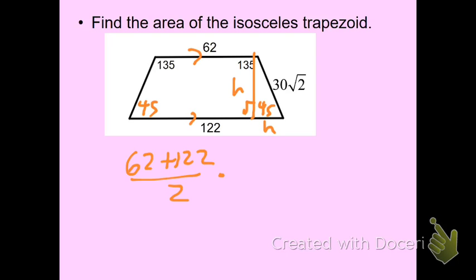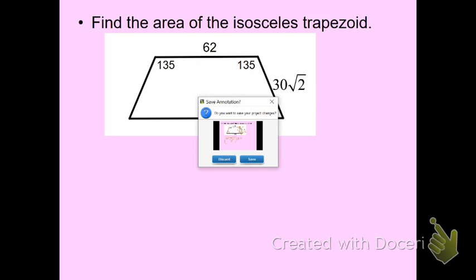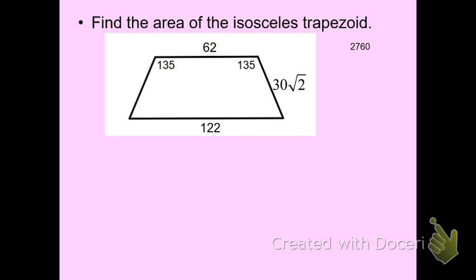And it creates an isosceles right triangle because these angles have to both be 45 degrees. Because this angle has to be 45 because of that 135 up top, and then the other angle is 90. So you divide that by root 2 to find the height, and you get 30. So if you do 62 plus 122 divided by 2 times 30, you get that the area is 2,760 square units. Okay, in the next video we will learn about area of triangles.